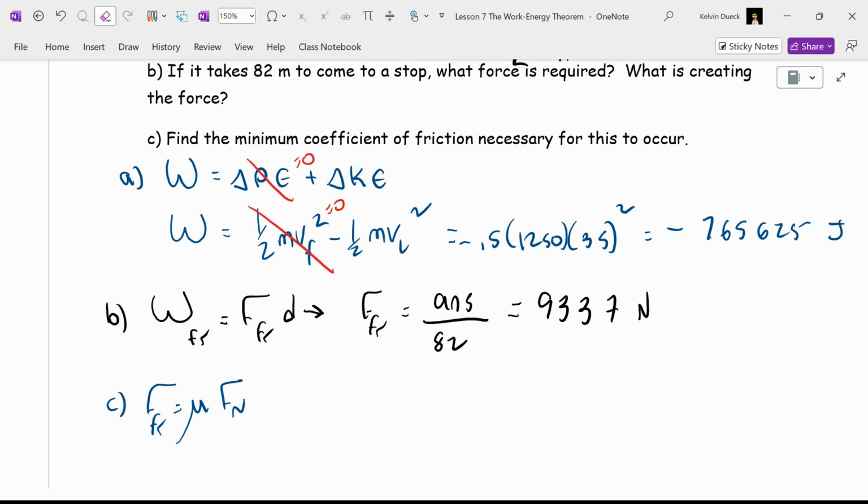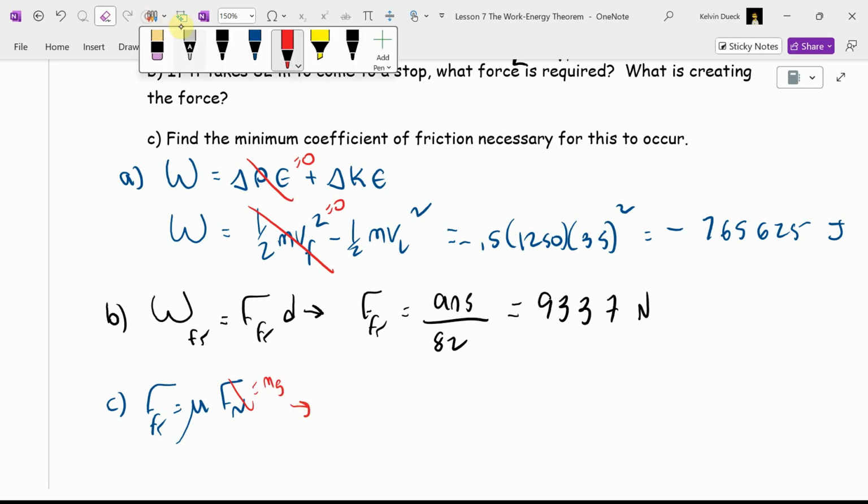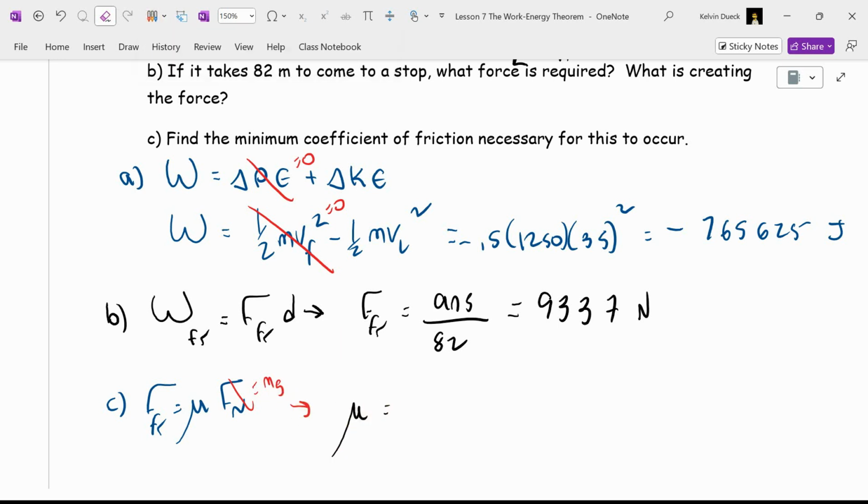How would I get the mu by itself? How to move the normal force over? I don't know the normal force. But I'm imagining the free body diagram on level ground. Do you know what the normal force is going to be the same size as in this case? Jaden, I think we can actually say that's just going to equal mg. And so we get this: mu equals friction divided by mg.